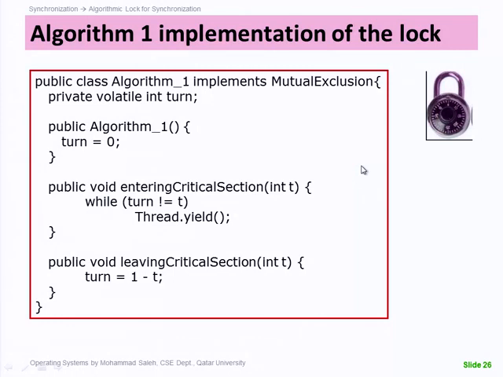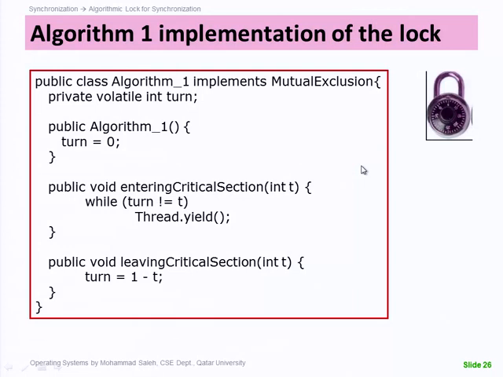Now, if a worker called entering critical section and had been granted, then it will be executing its critical section. Once done, that worker, as we have seen in the code of the worker, must call what? Leaving critical section. And leaving critical section is releasing the lock. And in this implementation, what does it mean to release the lock? Change the turn to be for the other worker, because we only have two workers.